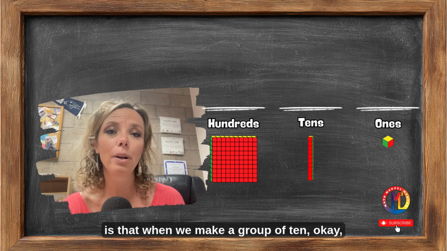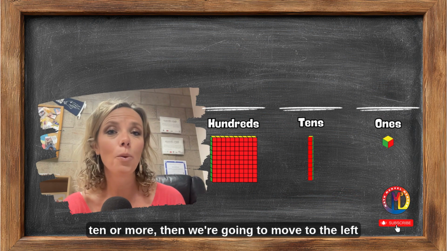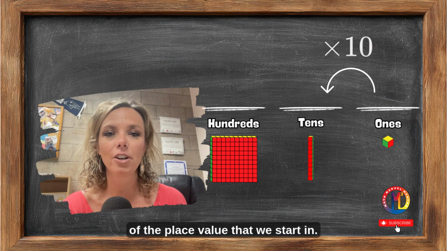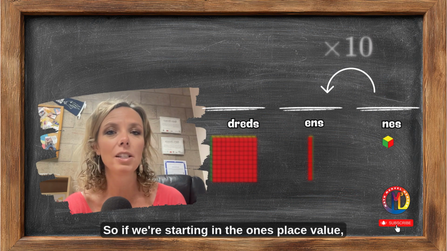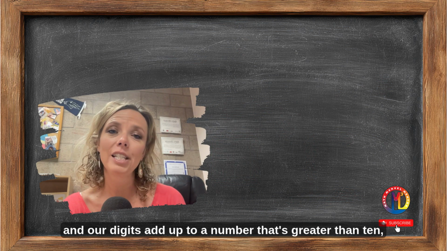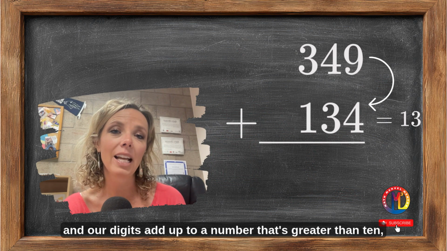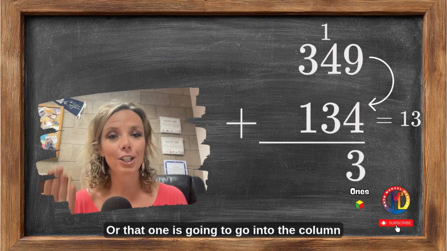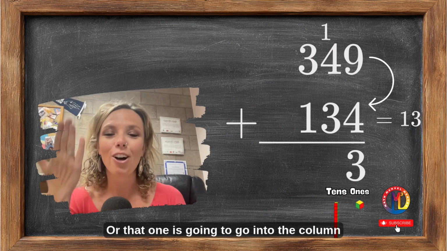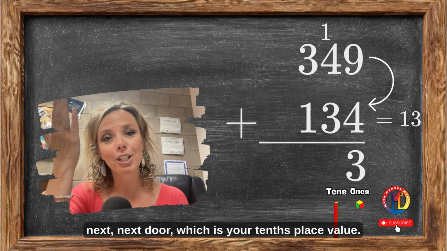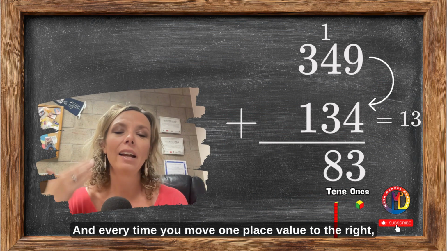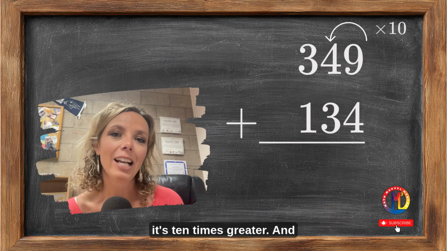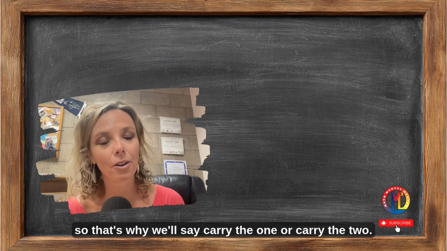And when we're adding three-digit numbers, really the big idea that we want to keep in mind is that when we make a group of 10, 10 or more, then we're going to move to the left of the place value that we start in. So if we're starting in the ones place value and our digits add up to a number that's greater than 10, we like to say we carry the 1, or that 1 is going to go into the column next door, which is your tens place value. And every time you move one place value to the left, it's 10 times greater.